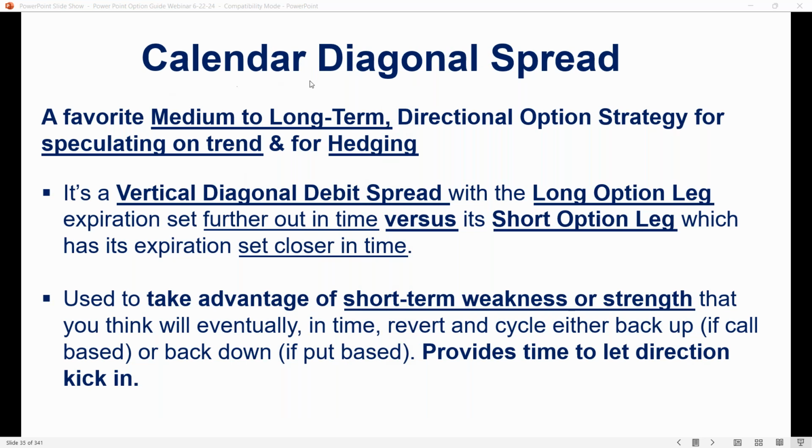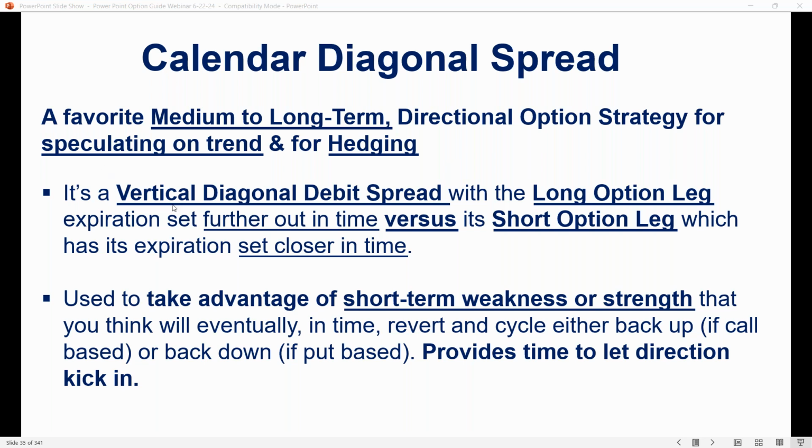Now the next one is what we call the calendar diagonal. This is another really favorite. This is a medium-term to very long-term directional option strategy to use. It's great for speculating on trend and for hedging. And with these, you can go out years, so you can make this into a really long-term trade for longer term investments if you want.